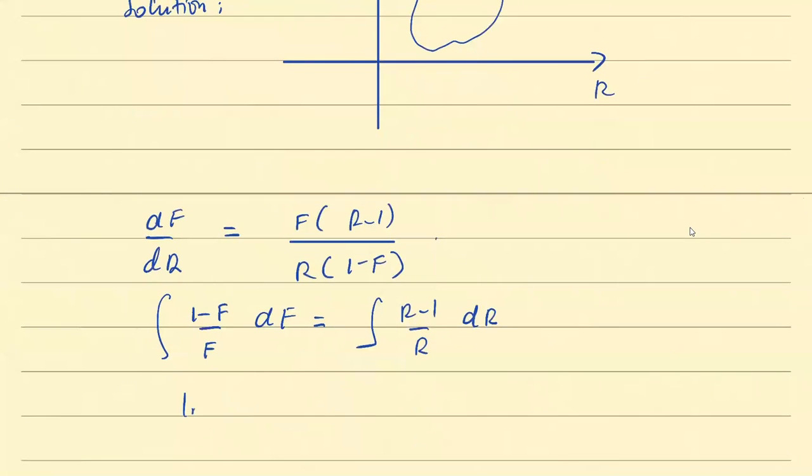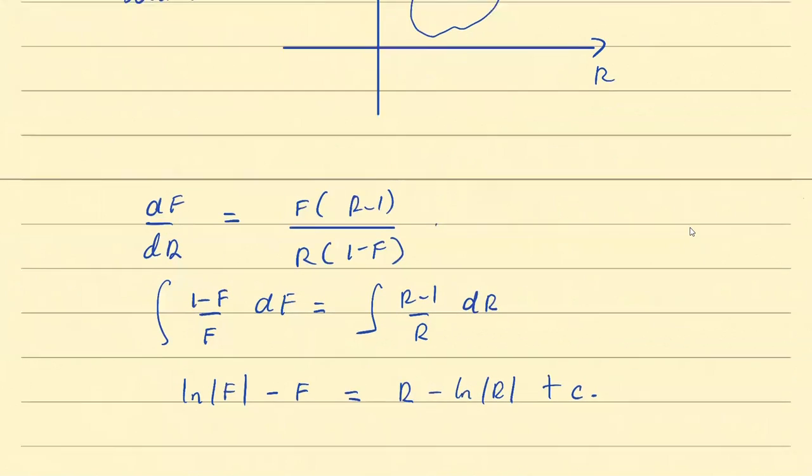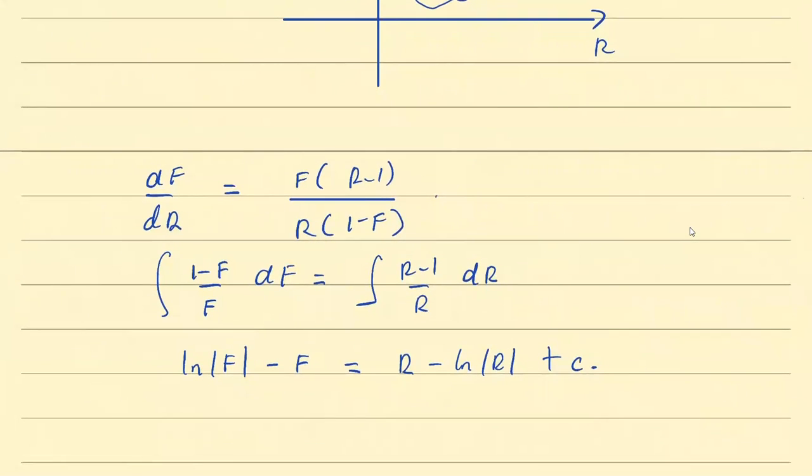This gives us the natural log of the absolute value of f, minus f, is equal to r, and then minus natural log of r plus a constant. All right. So did I do it right? Yeah.